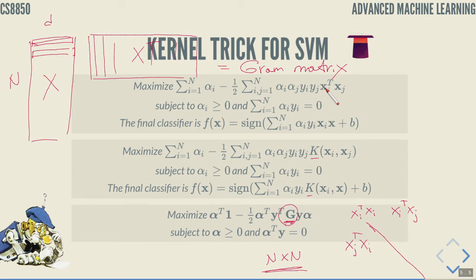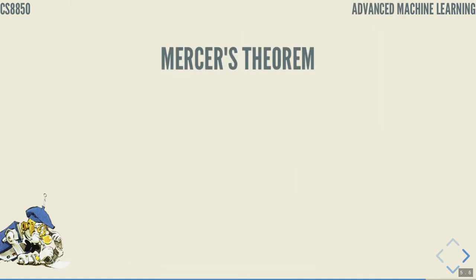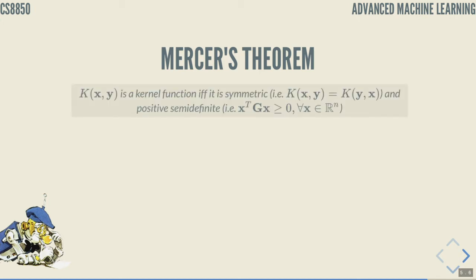Okay, we're ready now. This beautiful dual formulation in the matrix form. Now we're ready to talk about Mercer's theorem. So what is a kernel? A function K that takes two vectors and returns a scalar is a kernel function if and only if it's symmetric, that is k of x and y equals k of y and x, and positive semi-definite.